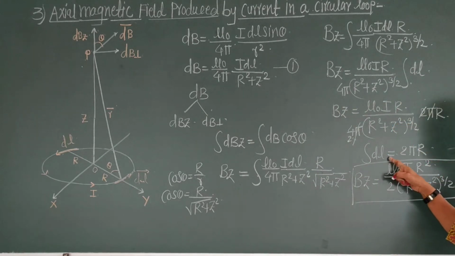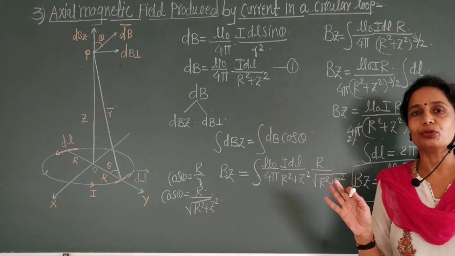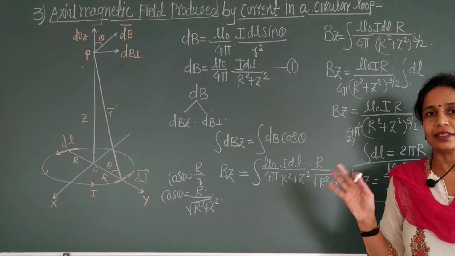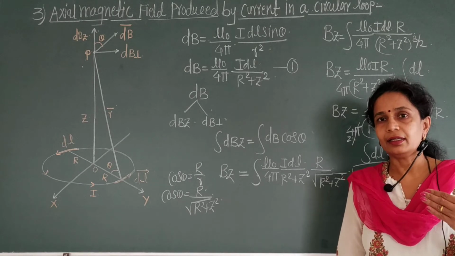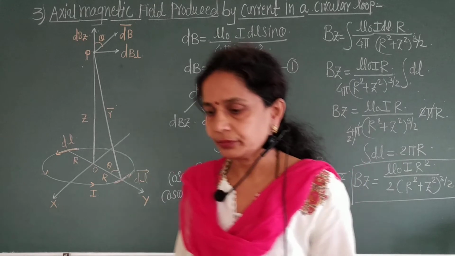Therefore Bz is equal to mu 0 I R square upon 2 under root of R square plus z square raised to 3/2. Let us see the next point, magnetic lines of force due to the circular coil.